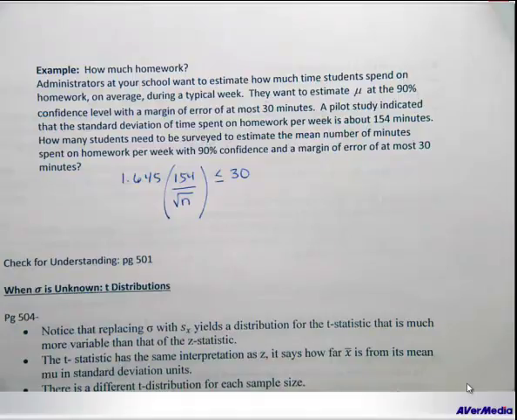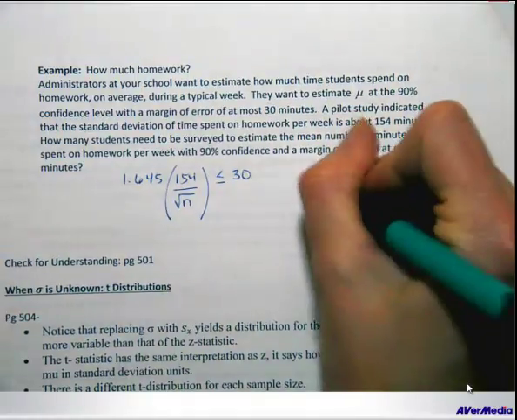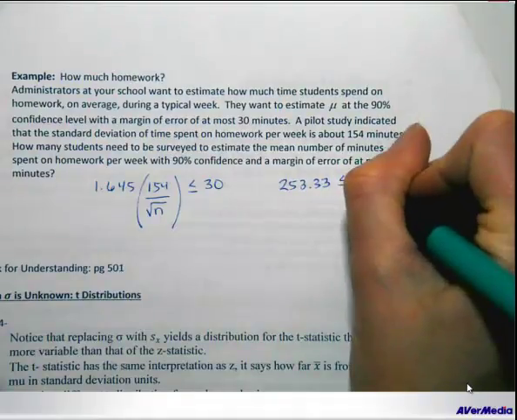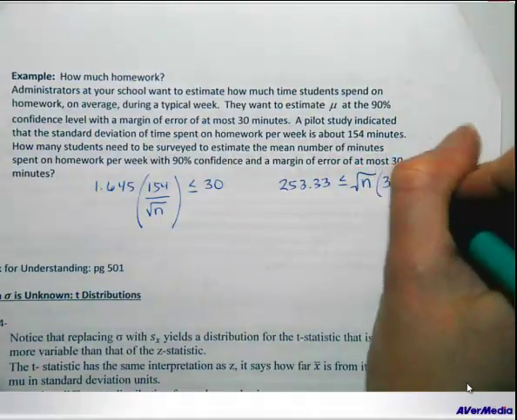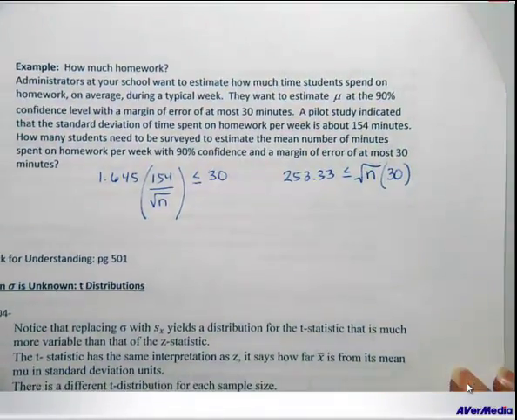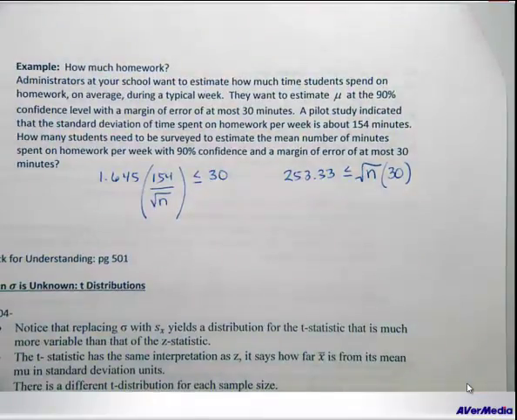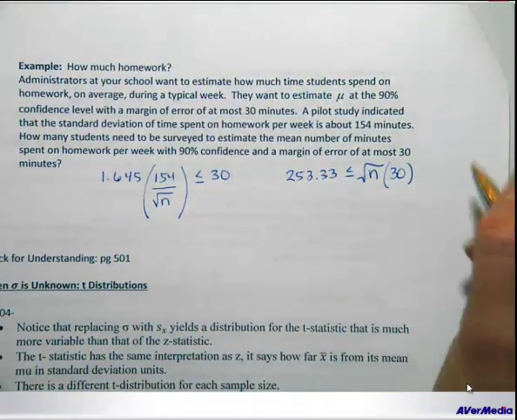we get 253.33. And then I'm going to multiply the square root of n over times the 30. 30 times the square root of n. At this point, because it's not a 1 times square root of n, what we should do is divide the 30 back to the other side before we square both sides. Does that make sense? Good? Aaron, are you okay with that?